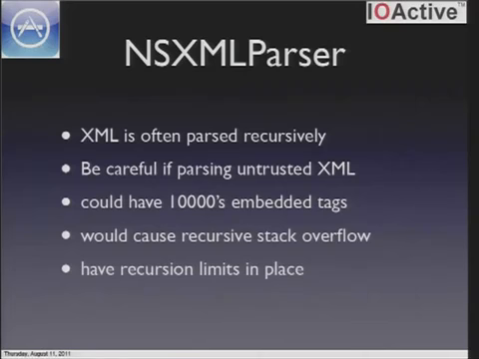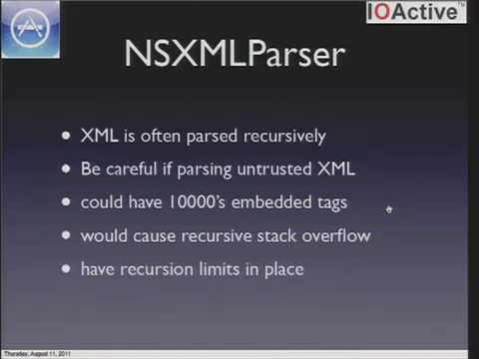Obviously, XML is often parsed recursively as well, and so most XML handling code is vulnerable to this. If you use NSXML in your iOS app, you have to be very careful here too, because if you see a tag and you see the same tag embedded in that tag, chances are you would end up calling the same parsing function. That's great, except if you've got 10,000 or 100,000 of these embedded tags, you end up blowing up the stack, because there's a limited amount of stack space, and every time you call your function, you have to build up a stack frame. So eventually you would end up with recursive stack overflow.